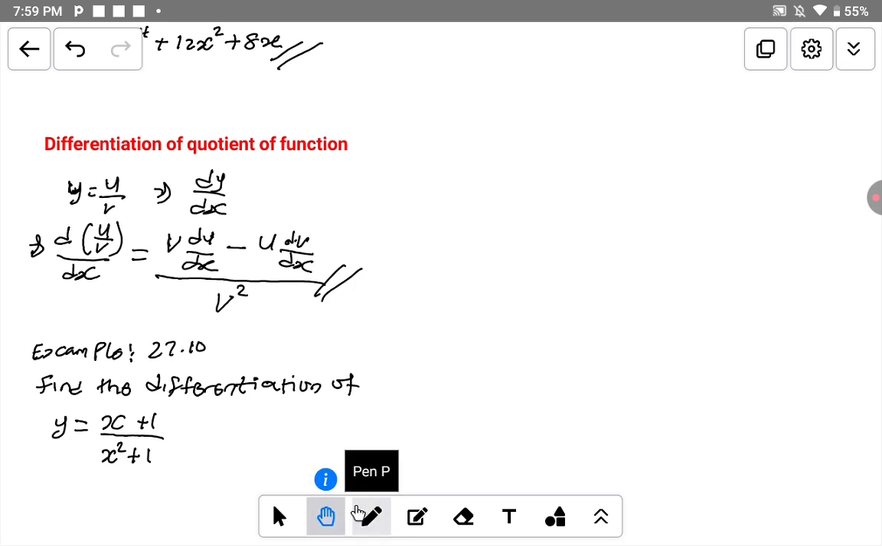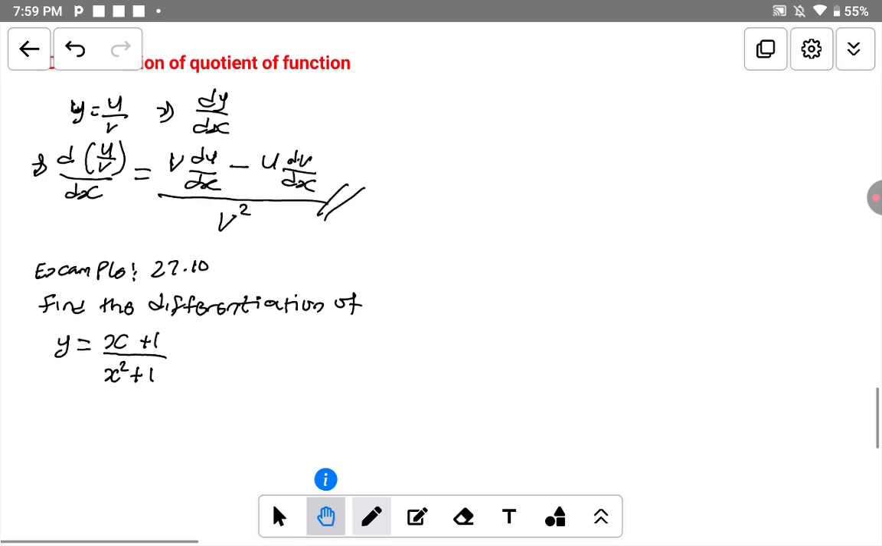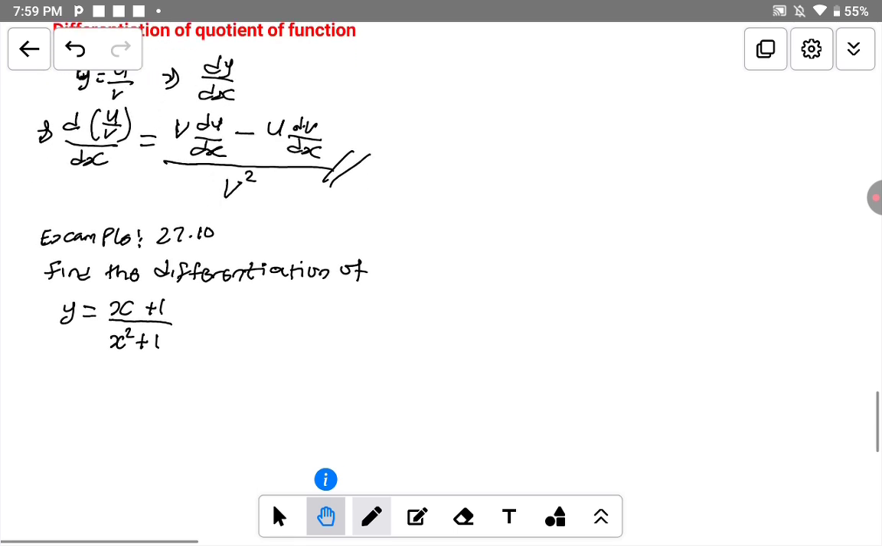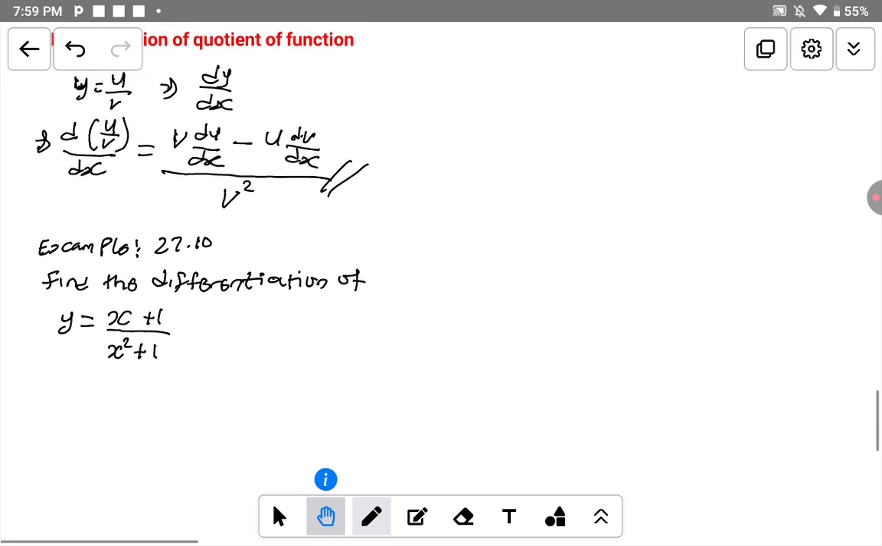Now, how do I attempt to solve it? It's quite simple. Let's look at it step by step. Let me create a space for us to solve. Now let's look at the solution. To solve this question, if you look at it with the general expression we have here, y is equal to u over v. That means it looks like this expression.